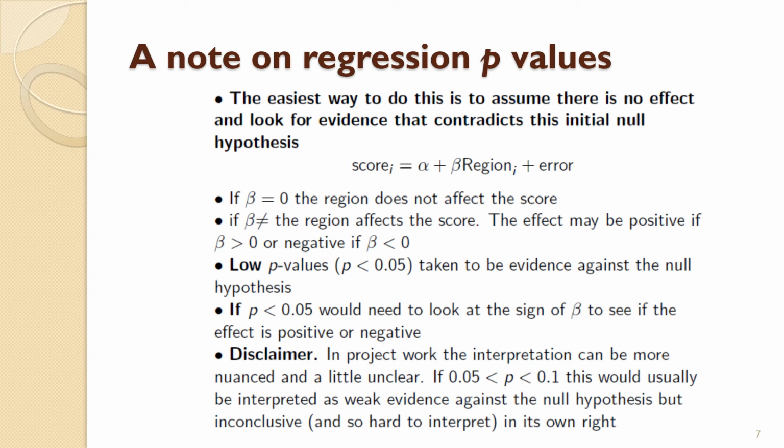So those two bullet points there with the low p-values and p being less than 0.05 is all you would need in terms of the interpretation, but in project work, especially dissertations, the interpretation can be a bit nuanced and a little unclear if, for instance, you have the p-value being bigger than 0.05 but less than 0.1. In this case, this would usually be interpreted as weak evidence against the null hypothesis, but inconclusive and so hard to interpret in its own right.